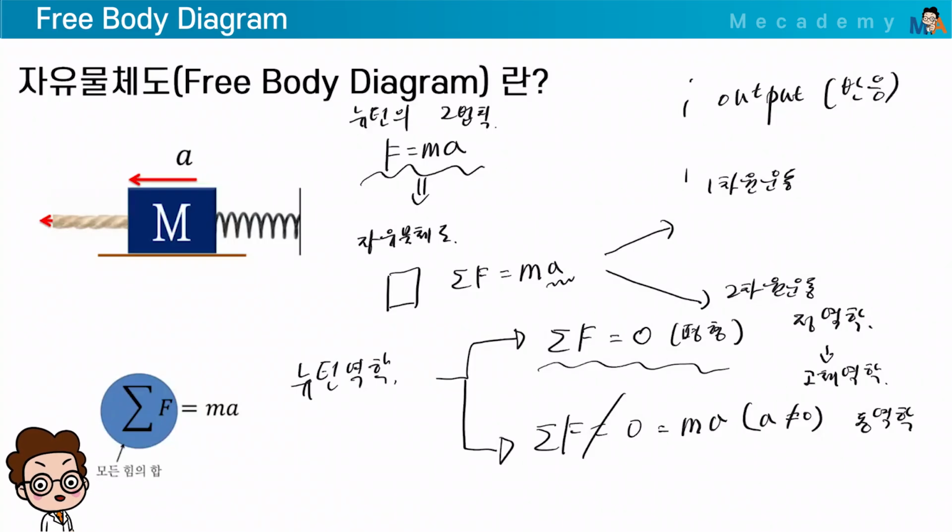Got it? Next time, we will apply this and cover in detail how to draw free body diagrams, so make sure to focus, work hard, and review thoroughly. Good job.